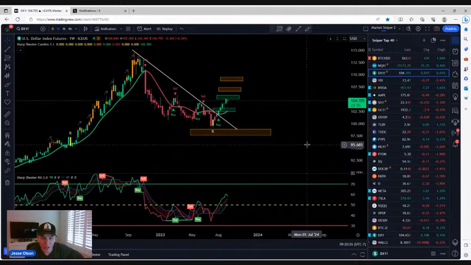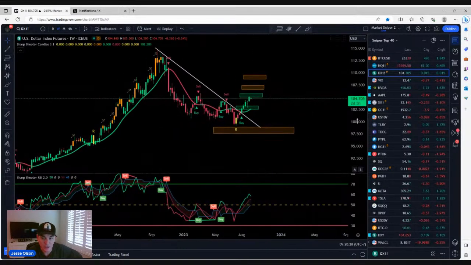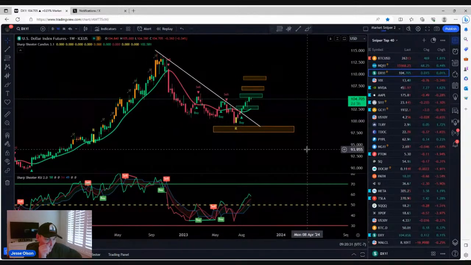DXY, not much has changed on the weekly chart. It's slower moving pace. And then we'll try to hit some of these charts. We'll have to go through them a little bit faster since there's so many, because I don't think I'm going to get through them all.